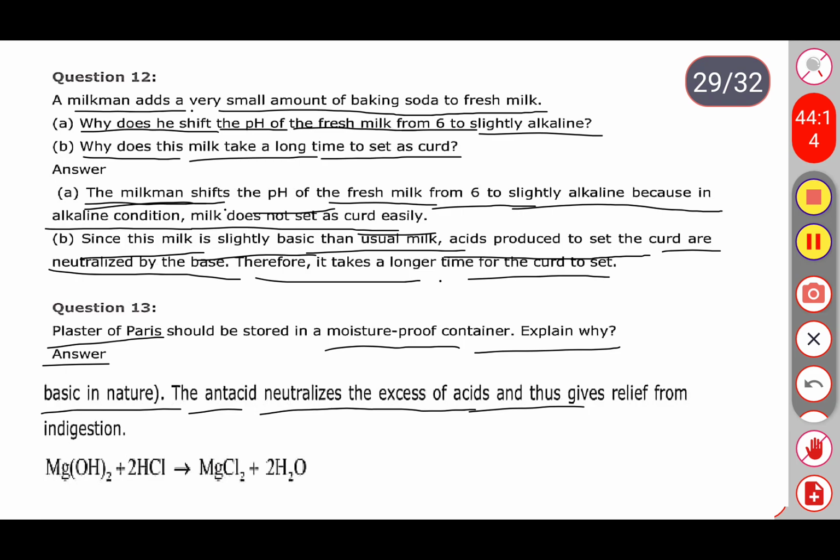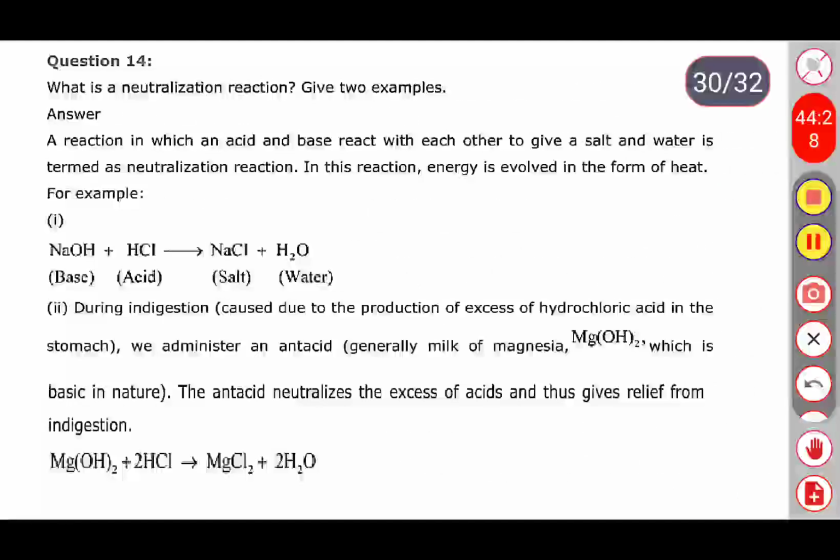Next one, see the 14th question of the exercise. What is a neutralization reaction? Give two examples. A neutralization reaction is a reaction in which acid and base react with each other to give salt and water. In this reaction, energy is evolved in the form of heat. So the first example is when sodium hydroxide is treated with HCl, it forms sodium chloride along with water.